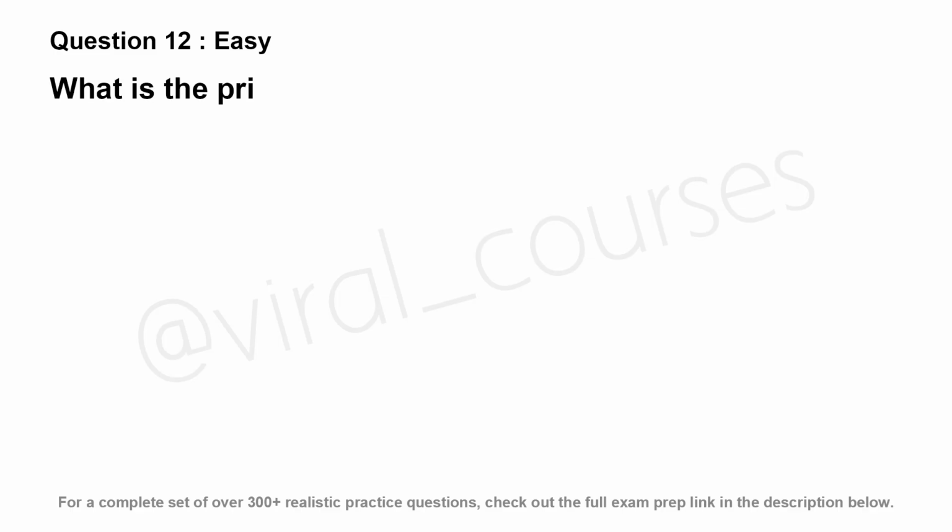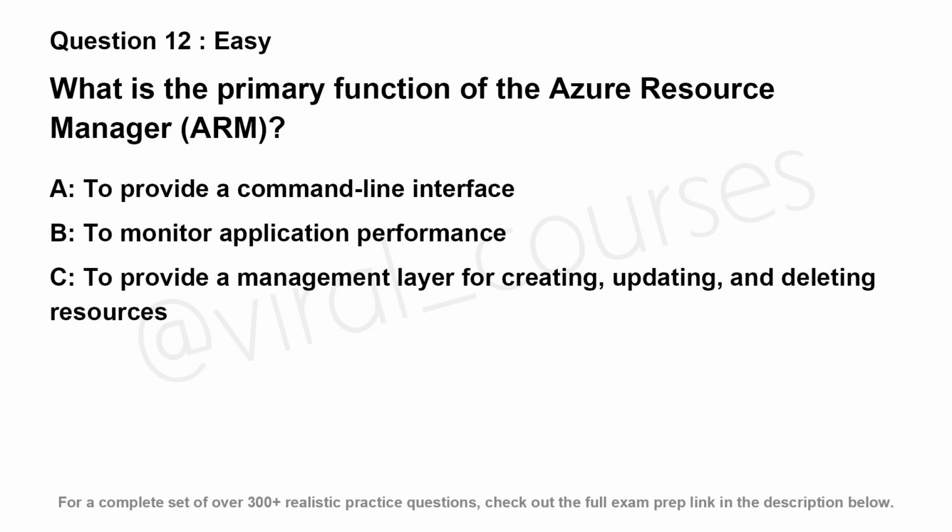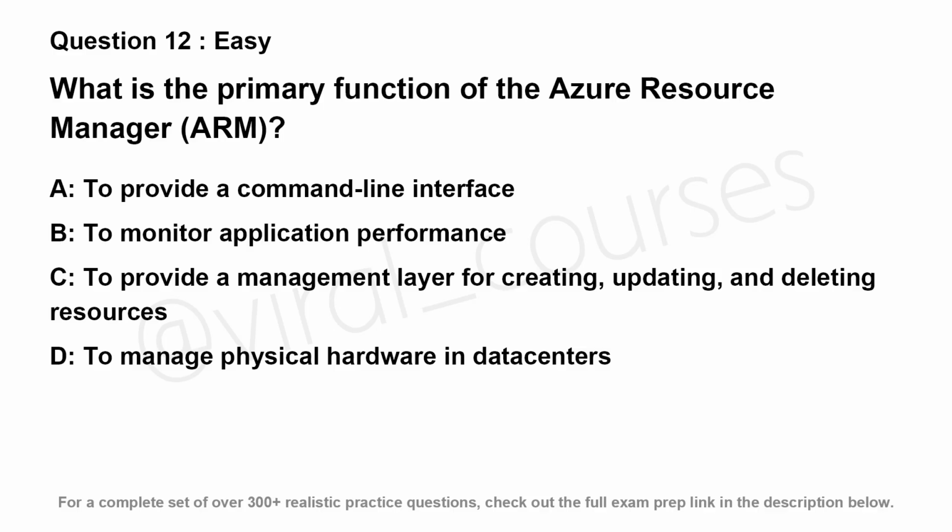What is the primary function of the Azure Resource Manager, ARM? Option A, to provide a command line interface. Option B, to monitor application performance. Option C, to provide a management layer for creating, updating, and deleting resources. Option D, to manage physical hardware in data centers.